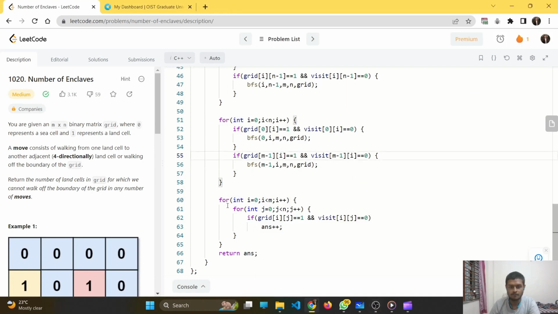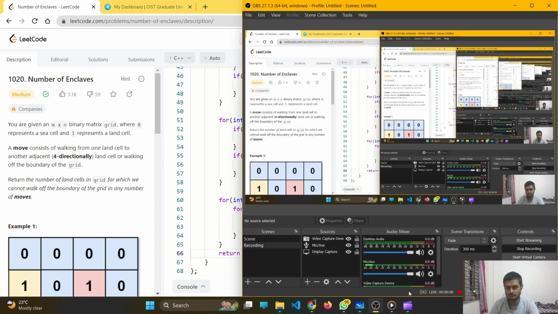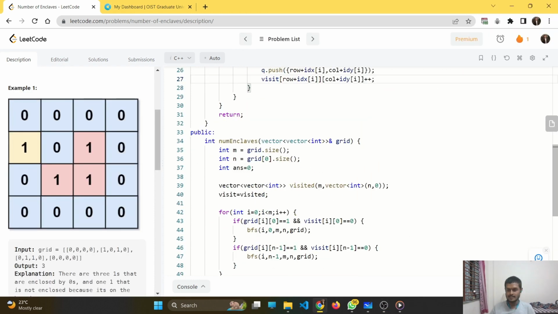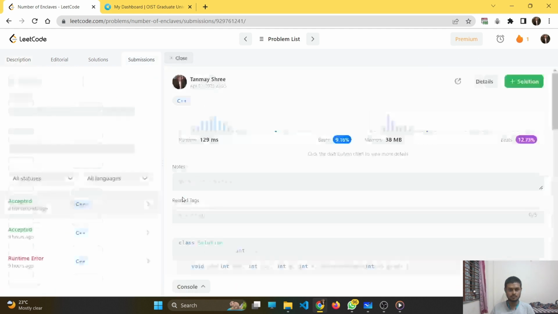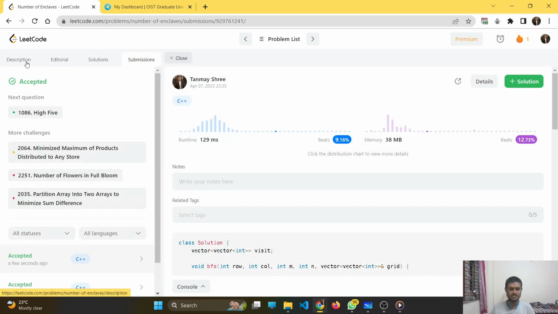At last, we would be counting the number of land cells that are unvisited. So we would be traversing through the 2D matrix, and if that is a land cell and it is unvisited, we would be increasing the count and we would be returning the final answer. So let's run it. Successful. Let's submit it. So as you can see, this breadth first search is completed.